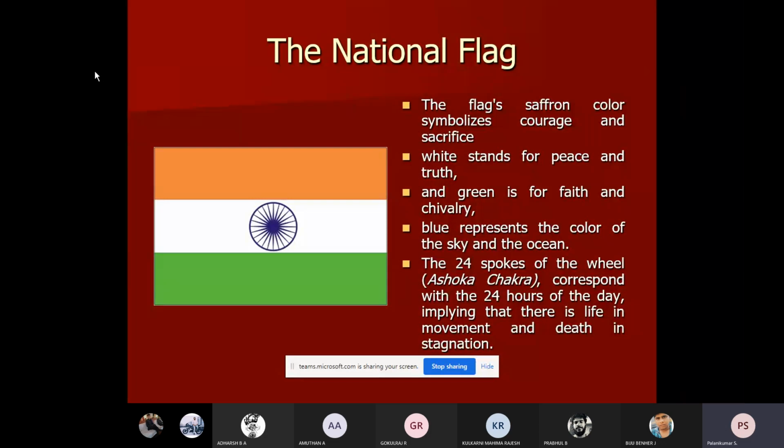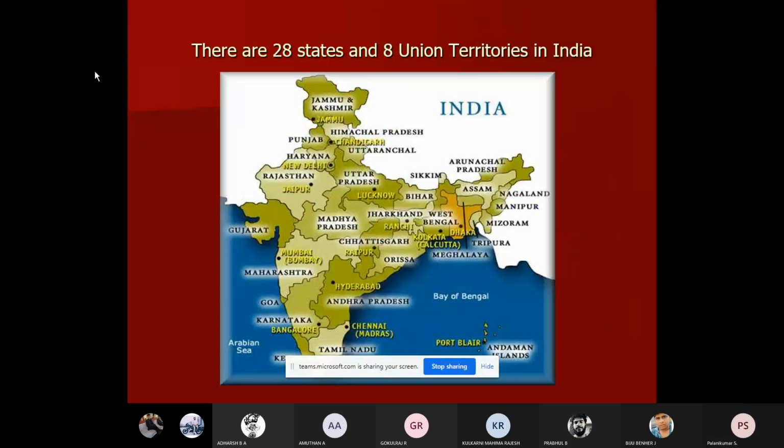Other foreign countries also have colors, and for them colors and stars and other things represent the same, but our national flag represents our complete Indian tradition. And there are 28 states and union territories.